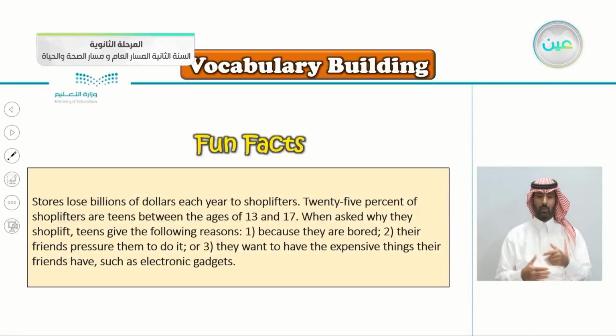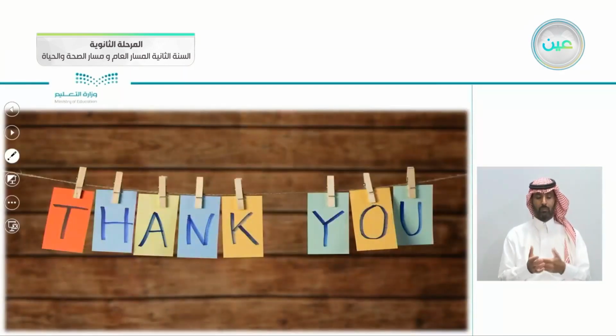Here's a fun fact for you. Stores lose billions of dollars each year to shoplifters. 25% of shoplifters are teens between the ages of 13 and 17. When asked why they shoplift, teens have given the following reasons. 1, because they are bored. 2, because their friends pressure them to do it. Or 3, they want to have the expensive things their friends have, such as electronic gadgets, cell phones, and so on. And with that, we reach the end of this lesson.